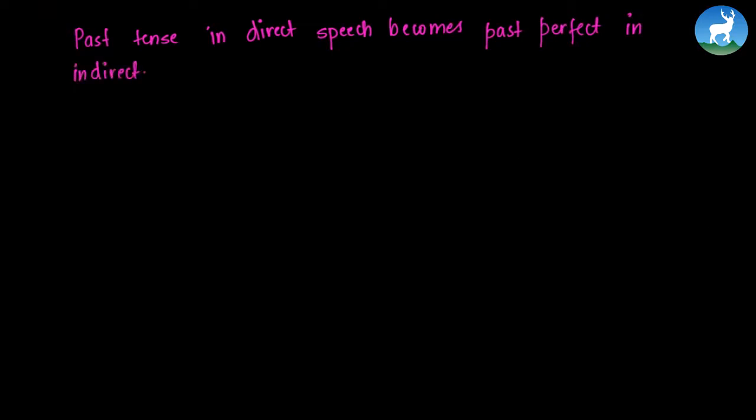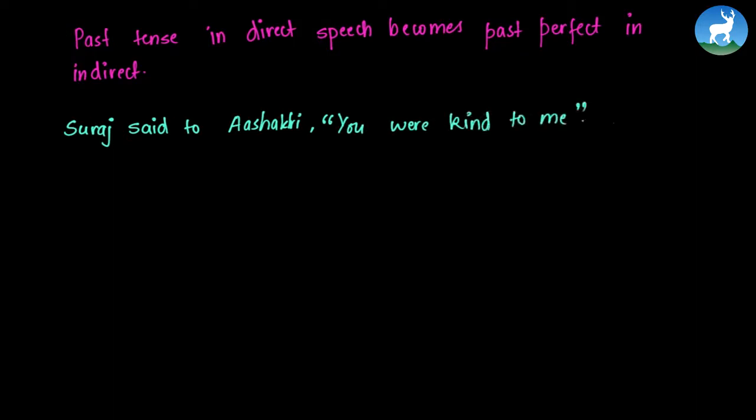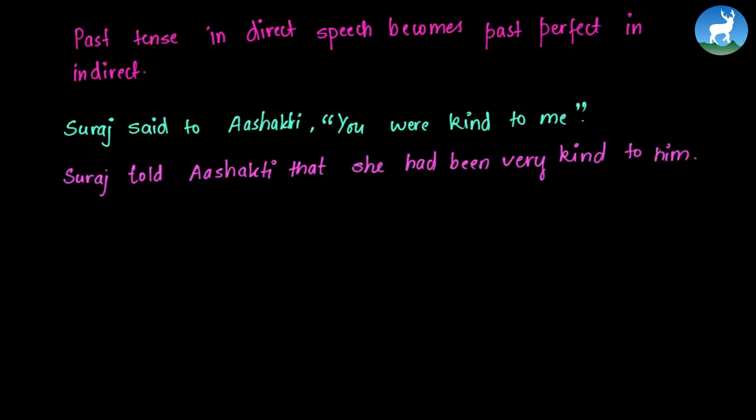A simple past tense in direct speech becomes past perfect tense in indirect speech. For example, the direct speech is Suraj said to Ashakti, you were kind to me. This is in simple past tense. Now we will convert this sentence into indirect speech. Suraj told Ashakti that she had been very kind to him. Now we've converted the sentence into past perfect tense when we changed the direct form of speech to indirect form.